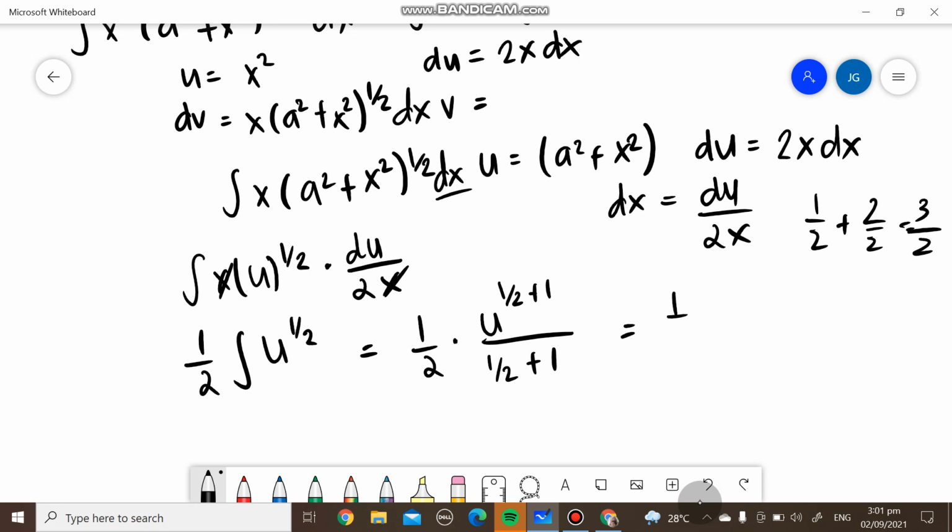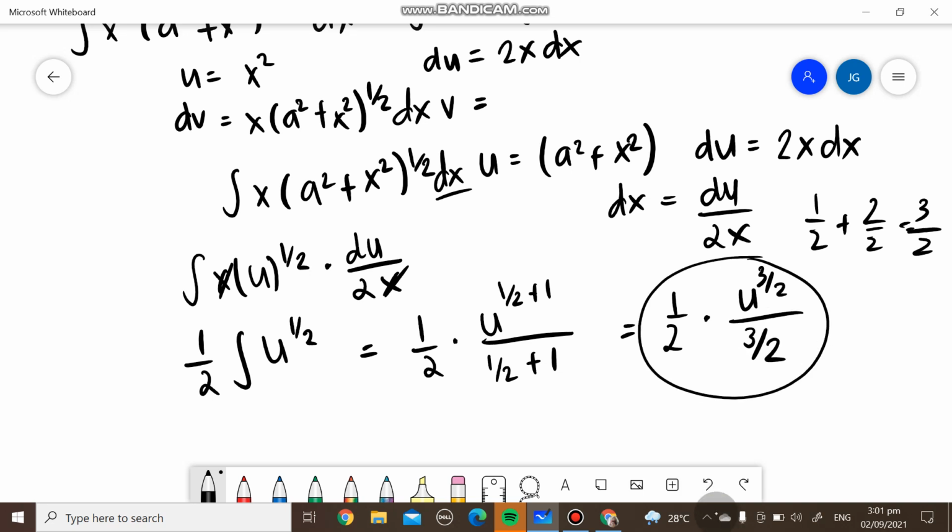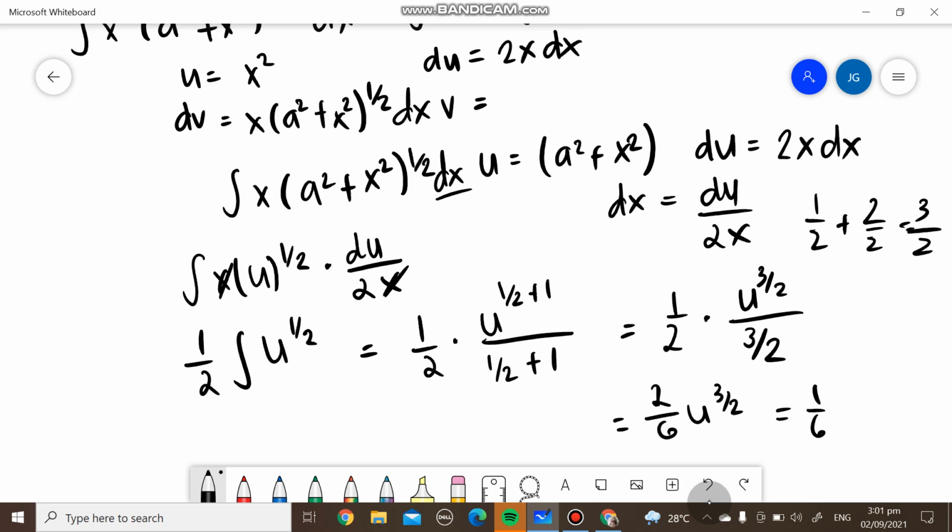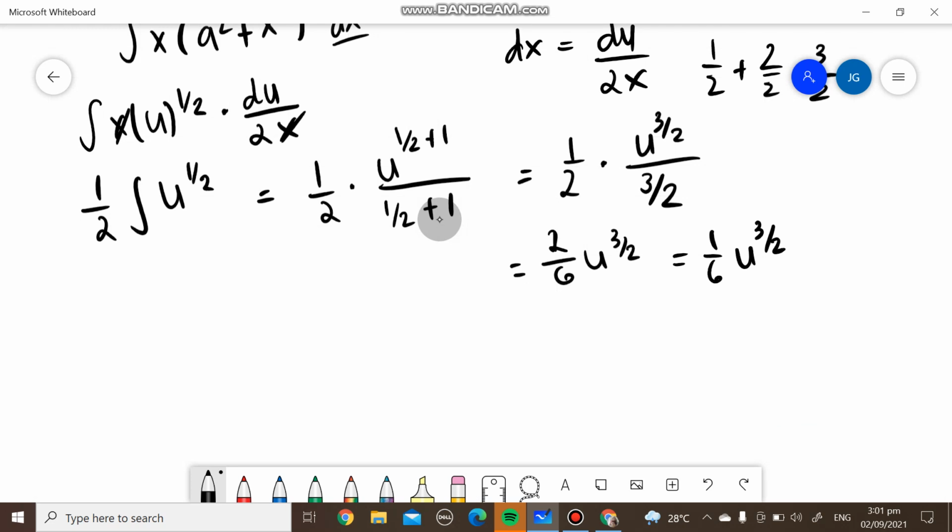So we have 1/2 multiplied by u raised to 3/2 all over 3/2. The simplification of this is simply 2 over 6 u raised to 3/2, or 1/6 u raised to 3/2. And then, what's the value of our u? The value of our u is simply a squared plus x squared, raised to 3/2. So, that will be the value of our v.